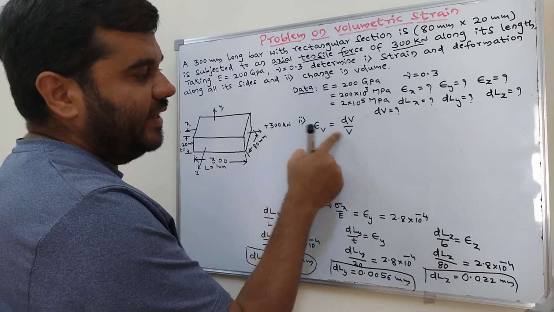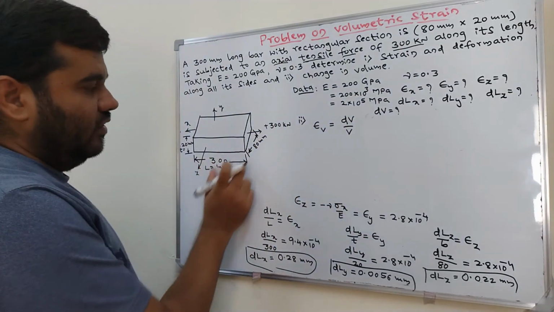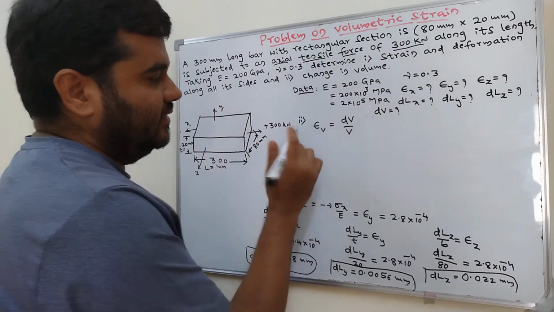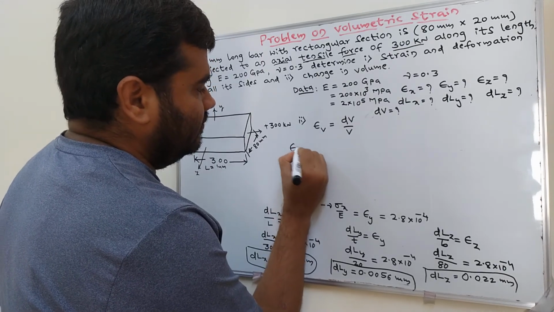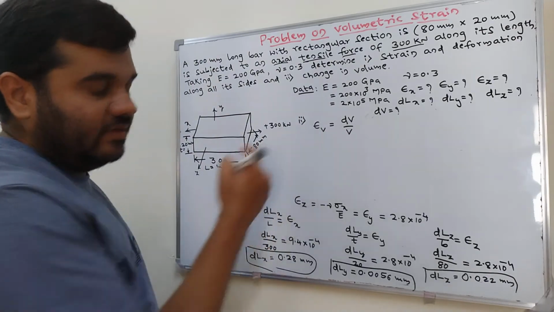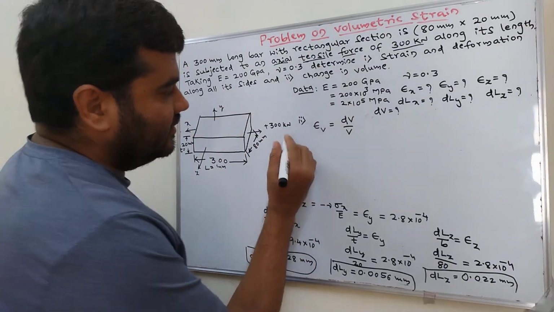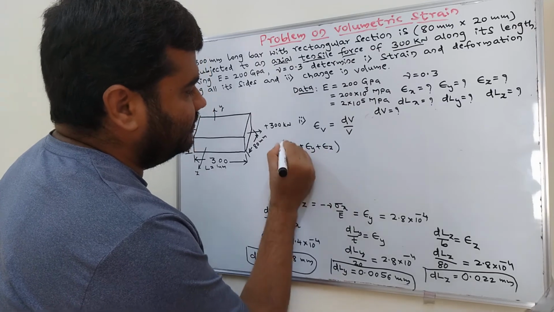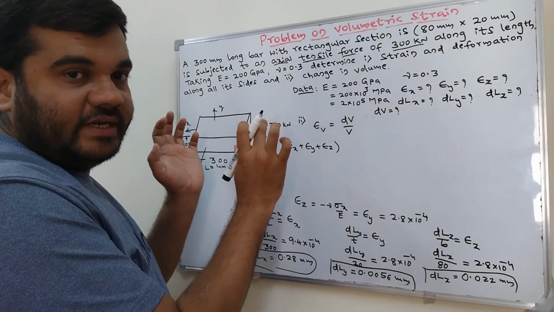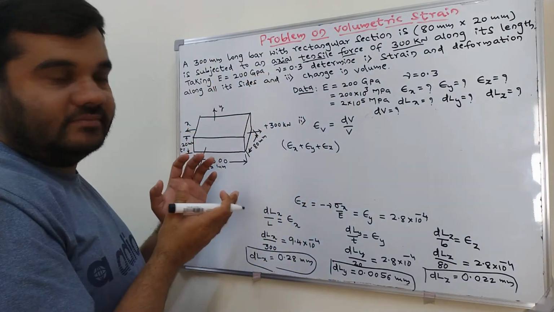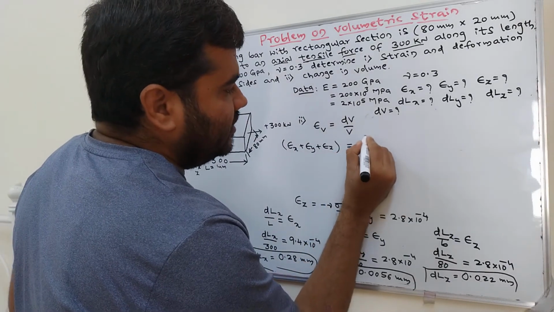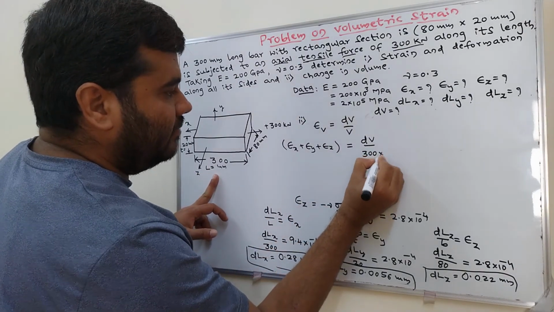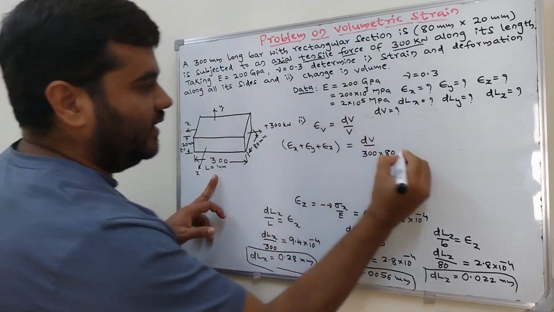For that we need these two data. Volume we know already: volume of the bar is 300 into 80 into 20. And how about the volumetric strain? Volumetric strain I can write as strain in x direction plus strain in y direction plus strain in z direction, because the total volumetric strain is the sum of the strains in x, y and z directions. This will be equal to change in volume divided by the original volume, 300 multiplied by 80 multiplied by 20.